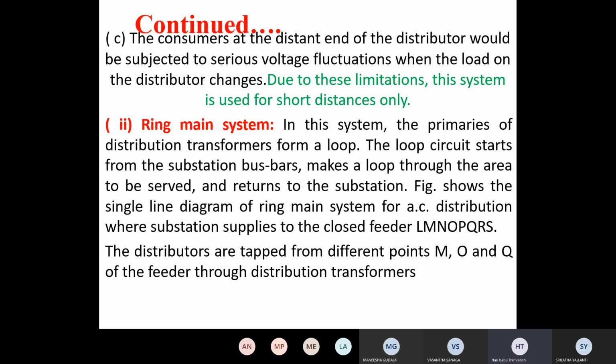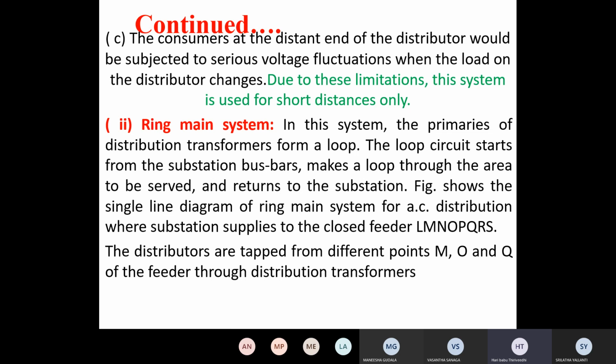The radial system is simply not as reliable as the ring main. Why? Because once supply shuts down, the total supply will be shut down. If any fault occurs in the feeder, the total supply will be shut down. That is the main problem of our radial system. There is no continuity of power supply. Right? Now let us go to the ring main system.